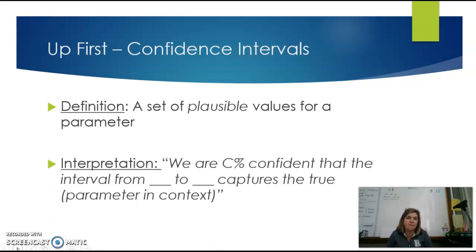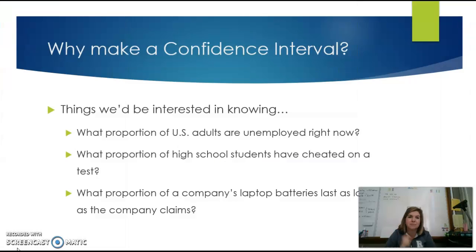We interpret a confidence interval by saying we are some percent confident that the interval from, and then we'll have 2 numbers, captures the true, and then there's a parameter in context. The confidence interval, those 2 values, and then the parameter is what we will be working through. At any time, feel free to pause this so you can copy things down. I've also uploaded the PowerPoint to Canvas.